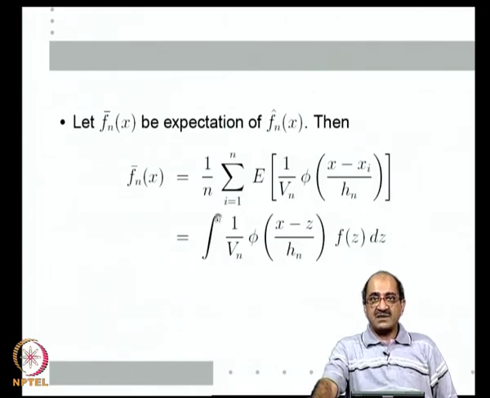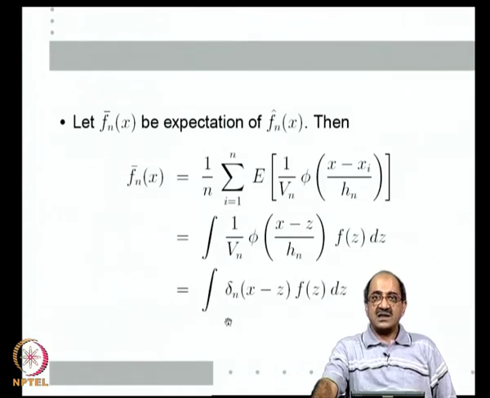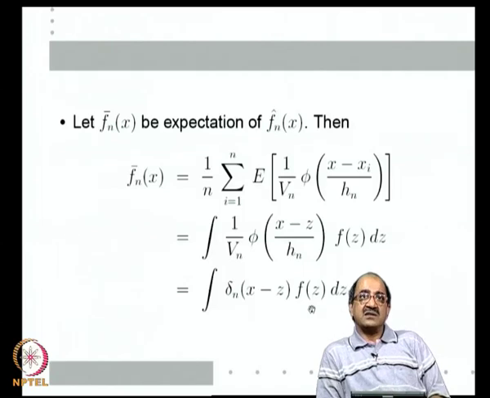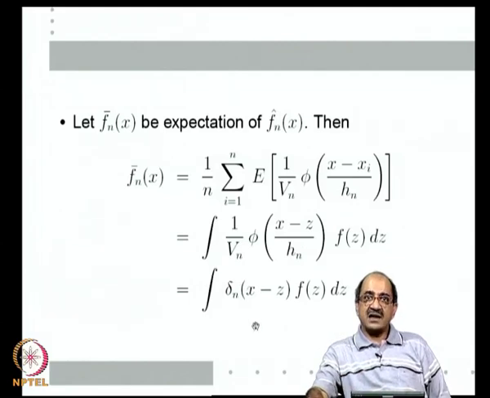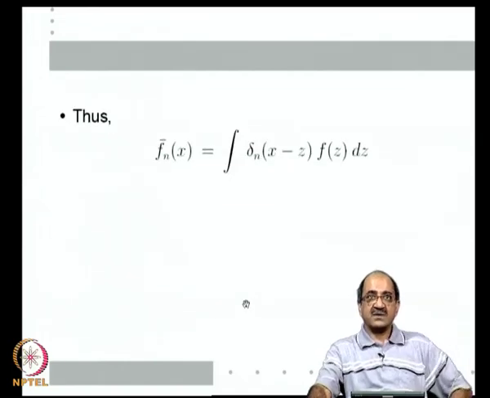Now, we already have a symbol for this, this is delta n, right. So, I can write this as integral delta n (x minus z) f(z) dz. So, I know that f bar n(x), which is the expected value of f hat n(x), is given by integral delta n (x minus z) f(z) dz for all n. Okay. So, now to ask what happens to the mean as n tends to infinity, we have to ask what happens to this as n tends to infinity.